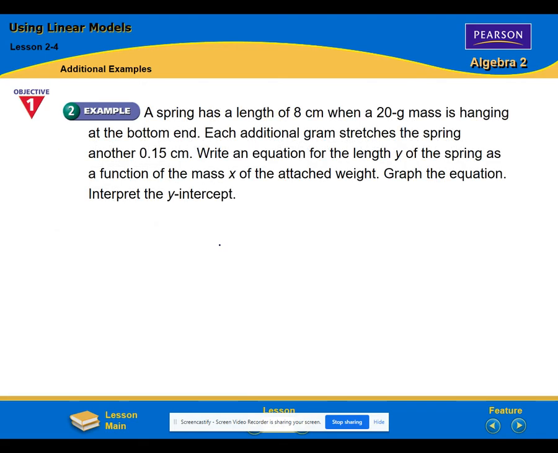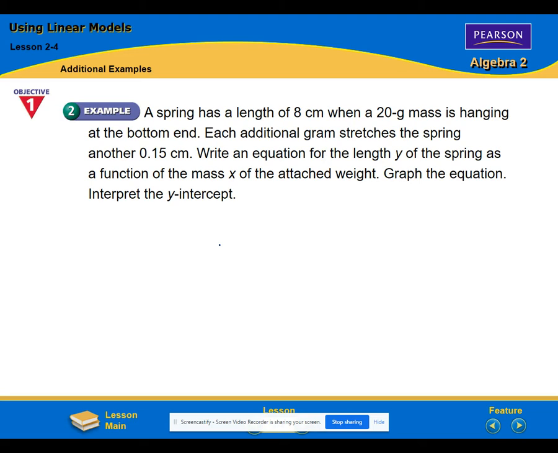A spring has a length of 8 centimeters when a 20-gram mass is hanging at the bottom end. All right, now stop and think about that. This is an ordered pair, like I tried to say in the last video. When you see information like this, and there's a 2-variable situation, this is an ordered pair. Now stop and think about this. You have a spring that's a certain length, and you're hanging weights on that spring and then measuring how much the spring has stretched out.